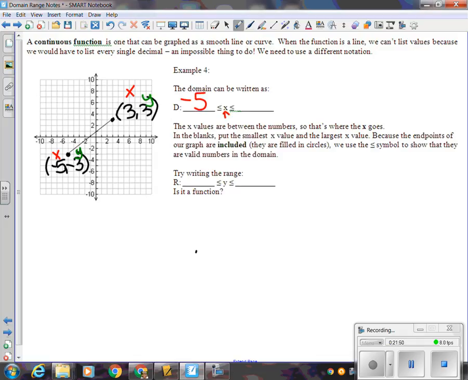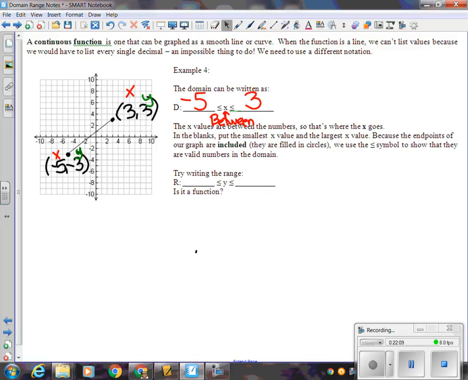What is the biggest x value? How far does it go? Stops at 3, right? So this domain is all of the x's between -5 and 3. The y's would be all the y's. Okay. The range would be all the y's.